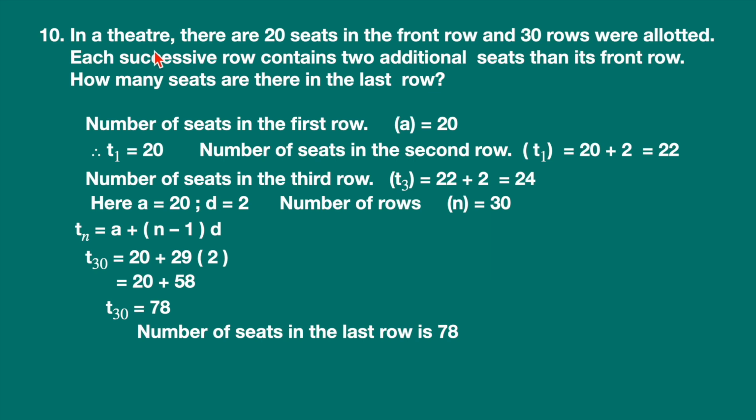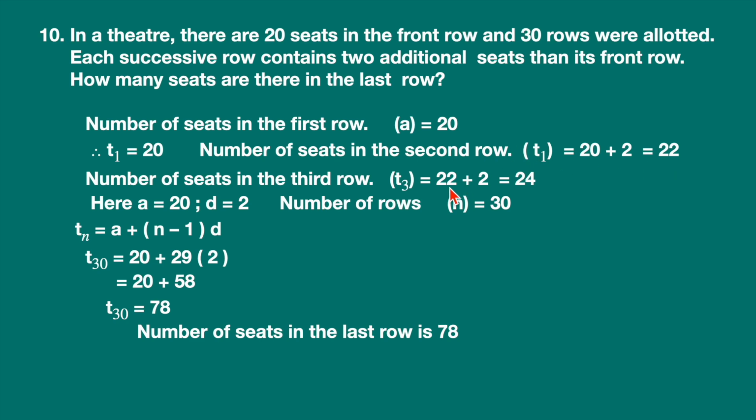Question 10. In a theatre, there are 20 seats in the front row and 30 rows were allotted. Each successive row contains 2 additional seats than its front row. How many seats are there in the last row? So this is a theatre. The first row has got 20 seats. The second row will have 2 more seats. That means what? It will have 22 seats.